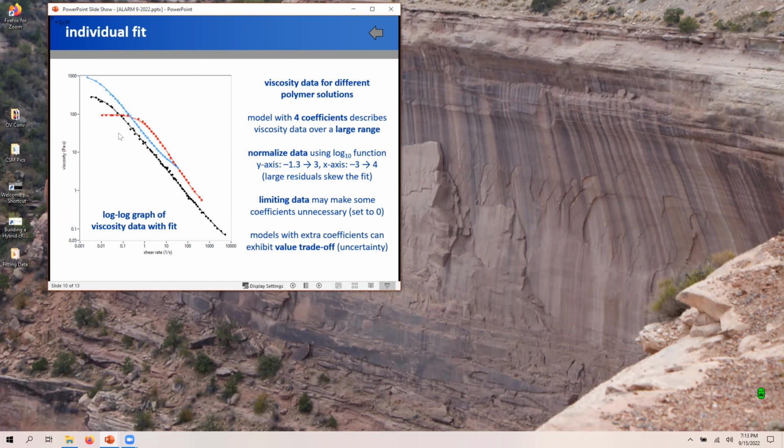Just briefly, this is a 4-coefficient model. One of the coefficients is the limiting viscosity at high shear rates. You can see where the blue curve is trying to do that, but the red curve and the black curve, no, they don't show a limiting value yet. And those limiting values at high shear rates are hard to get because they're at very high shear rates. The equipment that can do that kind of thing is unusual.